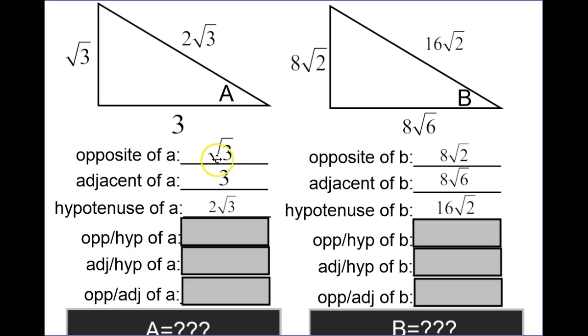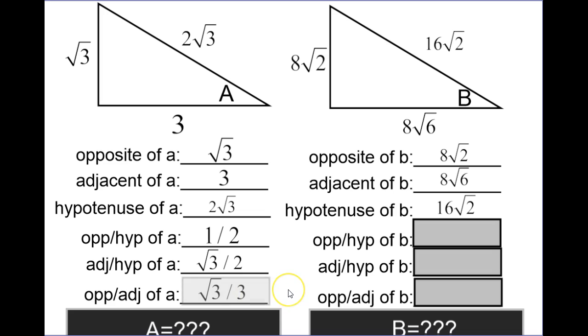When I take that, I'm going to take root 3 and divide it by 2 root 3. When I do that, the root 3's will cancel, leaving me with 1/2. The adjacent divided by hypotenuse is going to give me 3 divided by 2 root 3, which in simple radical form simplifies to root 3 over 2. The opposite over the adjacent is going to be root 3 divided by 3, and that simply is my solution.